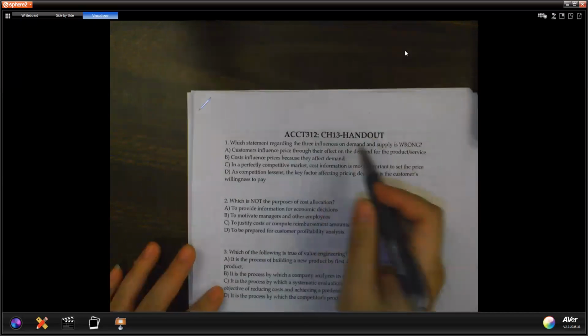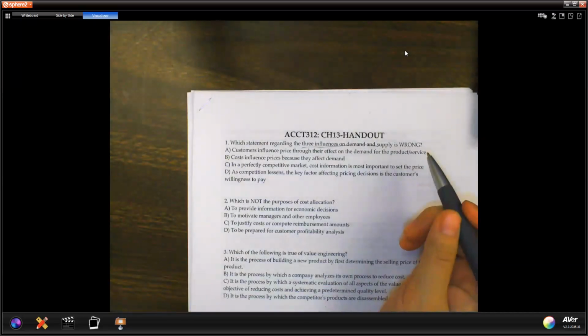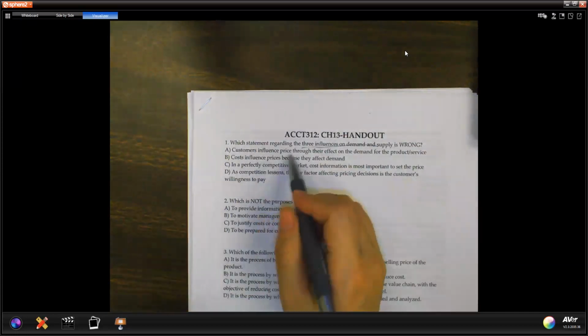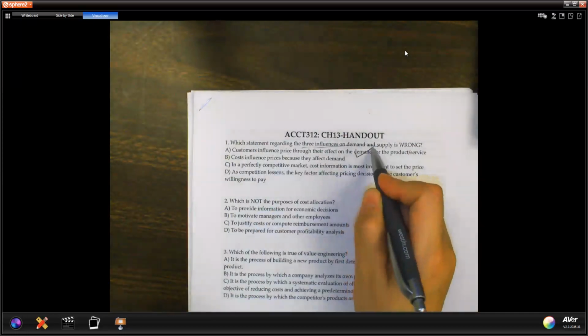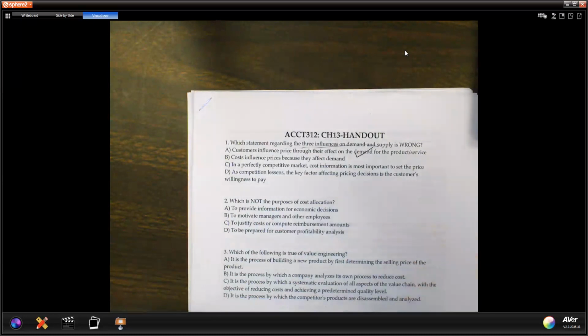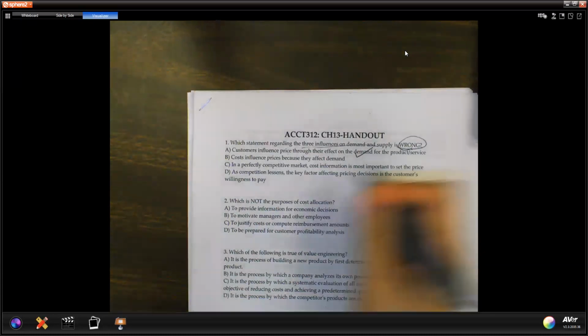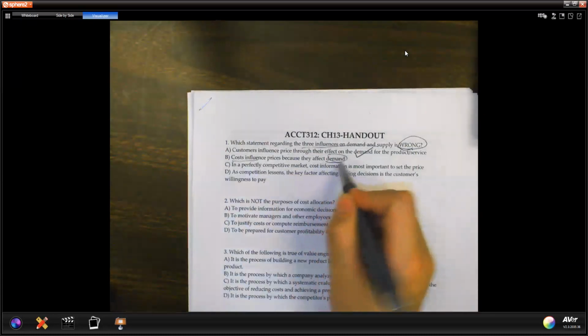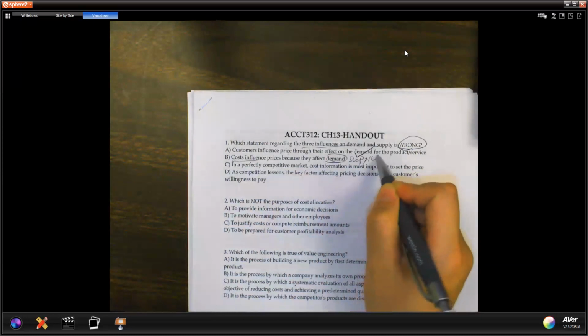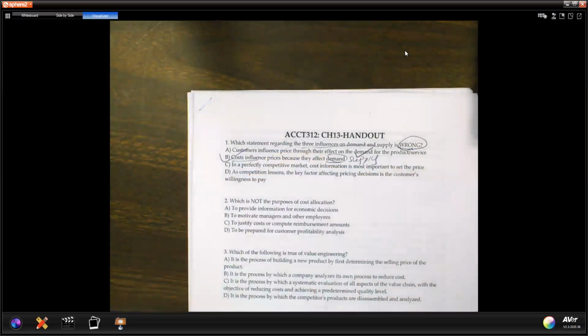Which statement is the 3 factors? We said customers influence price because they affect the demand, right? They ask which is wrong. Cost will affect the supply, so this is wrong. I also posted my handout, the solution with the textbook page, to the Blackboard.